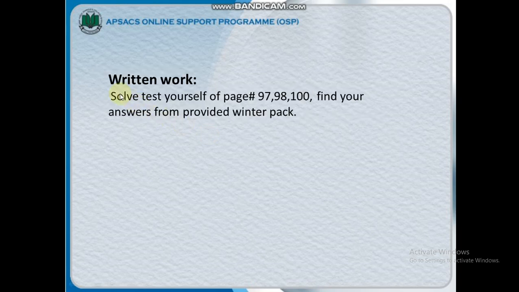And the written work is: solve Test Yourself on pages 97, 98 and 100. Find your answers from the provided written pack. Take care.